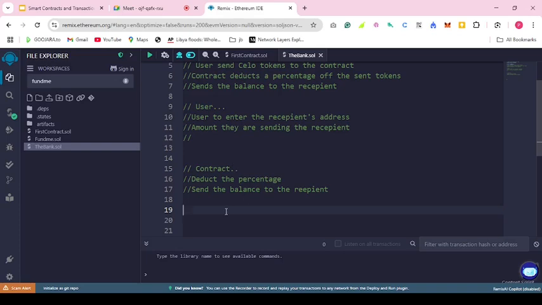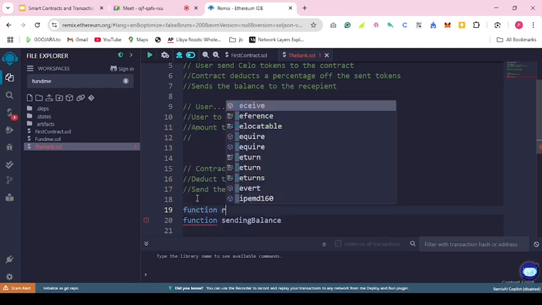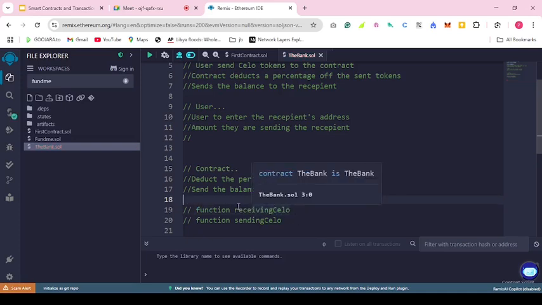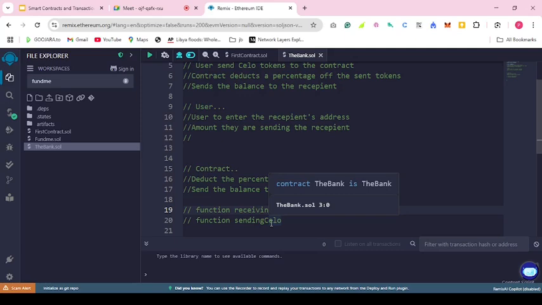So I want two functions, first of all, that are going to help me with these operations. I want a function for sending balance. And maybe another function for receiving Celo. Maybe I could call this second function sending Celo. Okay, those are two functions that I need. So the one that receives Celo does the calculation, and the one that sends Celo simply sends the amount that has been left.